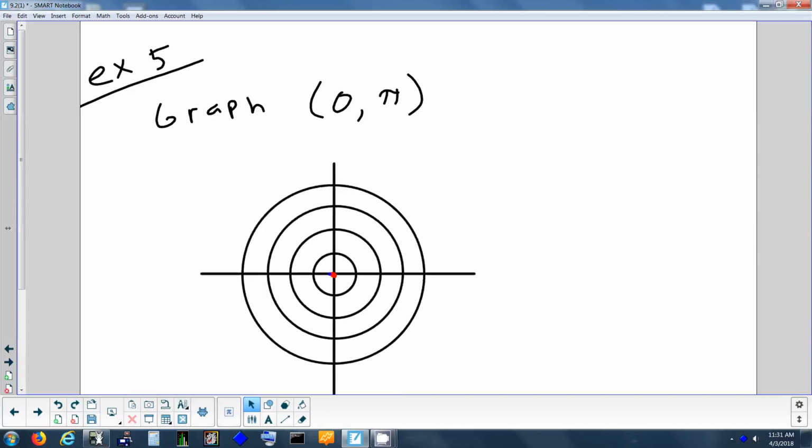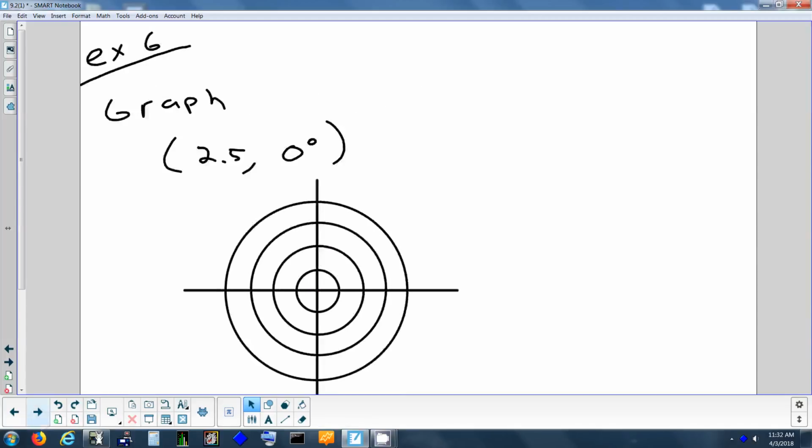Okay. Let's switch it up and put the 0 in the second spot. Is this going to be a dot at the center? No. Where is this one going to be? 2.5 units to the right. So if the second number is 0, you're going to just move left and right. That's all. If the first number is 0, the dot stays at the center.